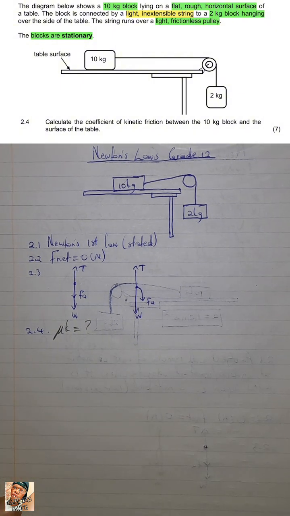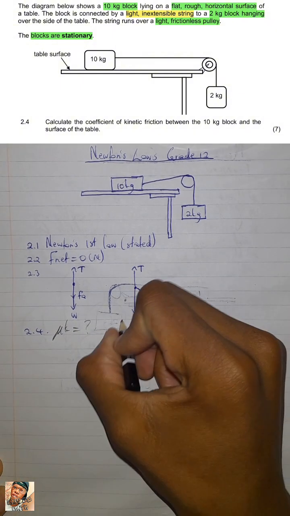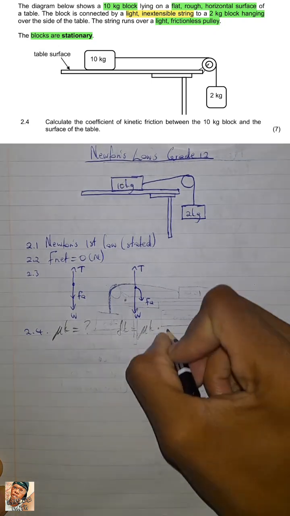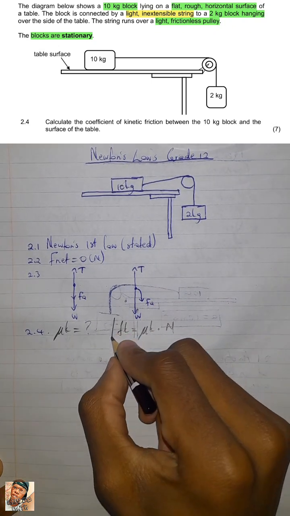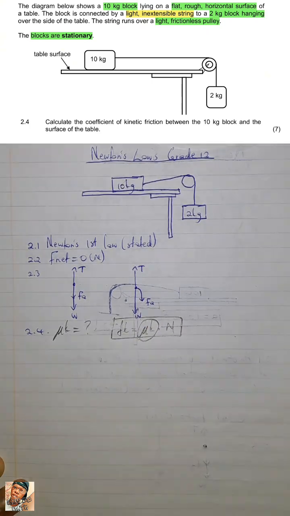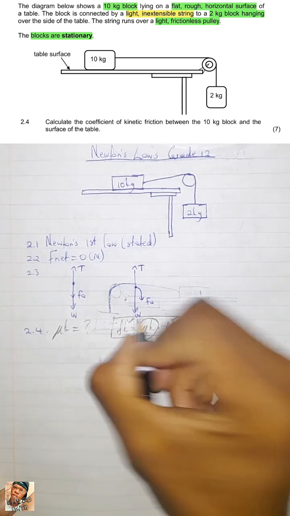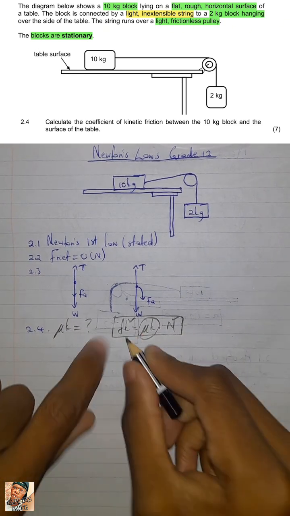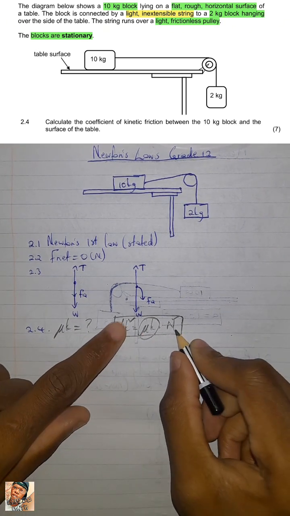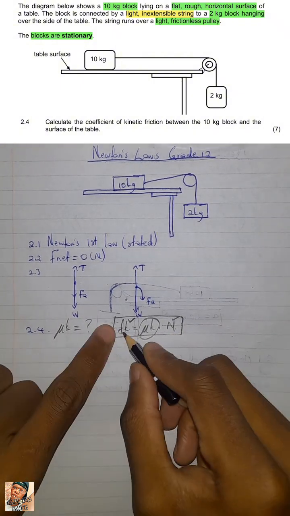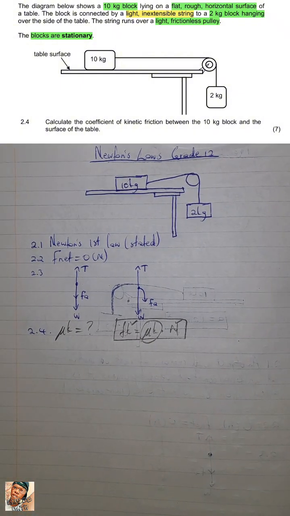We have a formula in the formula sheet that is written Fk, the kinetic frictional force, is equal to the coefficient of the kinetic friction multiplied by the normal force. We're going to utilize this formula to calculate the coefficient. It means we're going to need the normal force and the frictional force. So this is our homework: we have to determine the kinetic frictional force and the normal force. That is our responsibility, so we have to keep that in mind.